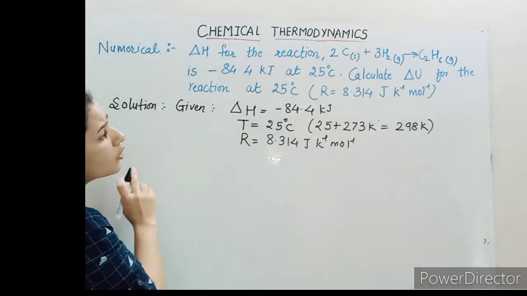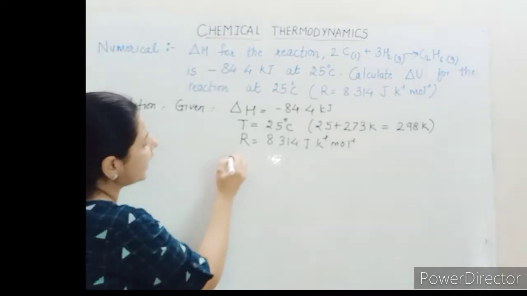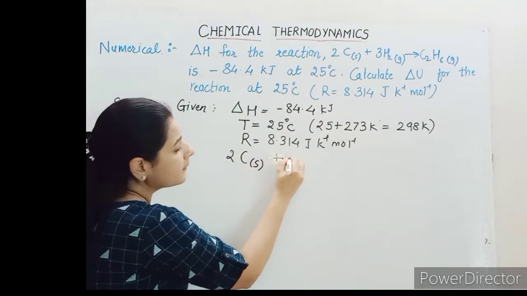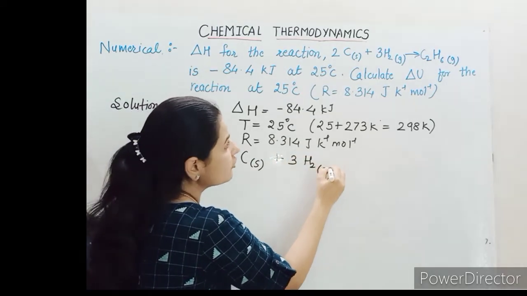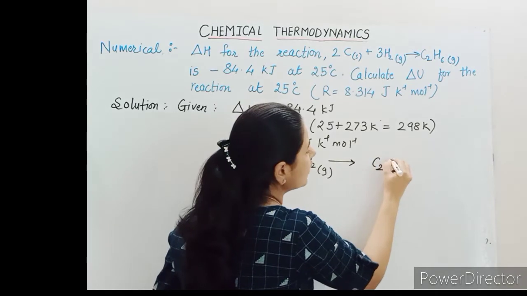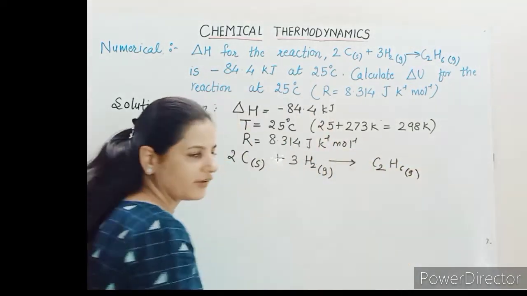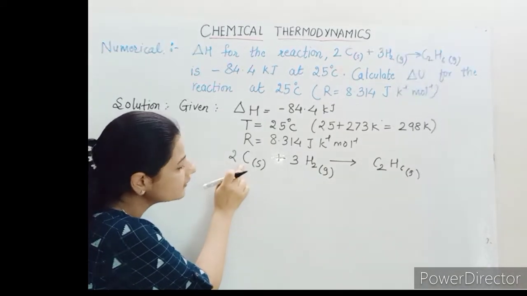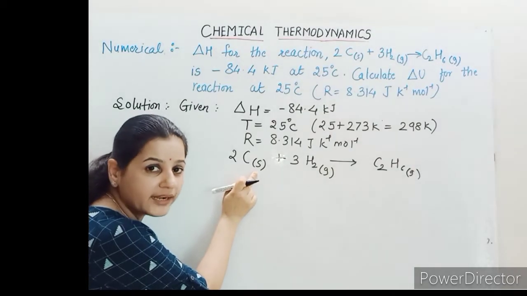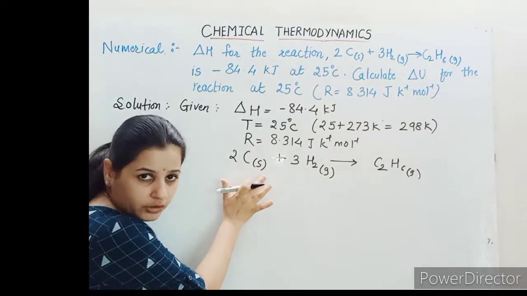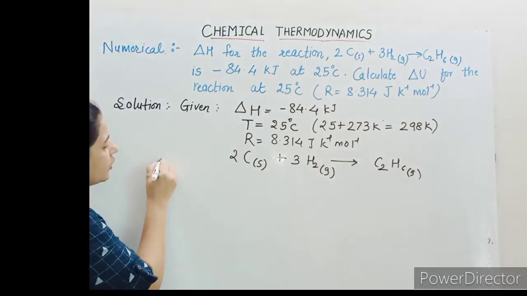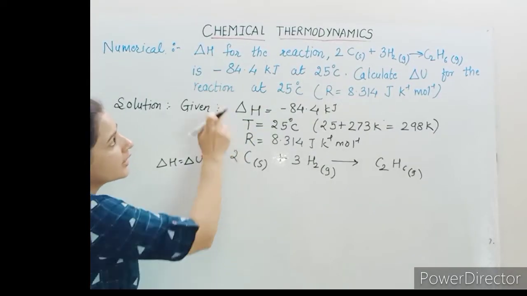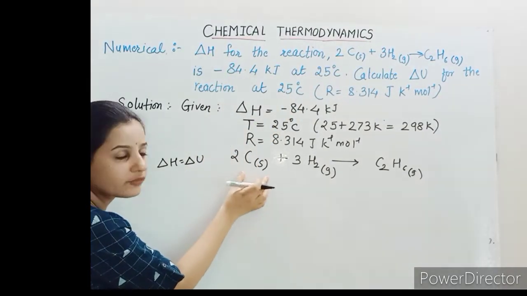And also a reaction is given. The reaction is given as 2C solid plus 3H2 in the gaseous phase gives me C2H6 in the gaseous phase. Now in this reaction, the carbon is in the solid state, and we know that there is no volume change for a solid substance, and for solids delta H is equal to delta U. Whatever delta H is given, delta U will be the same for that part. So we don't have to worry about this.